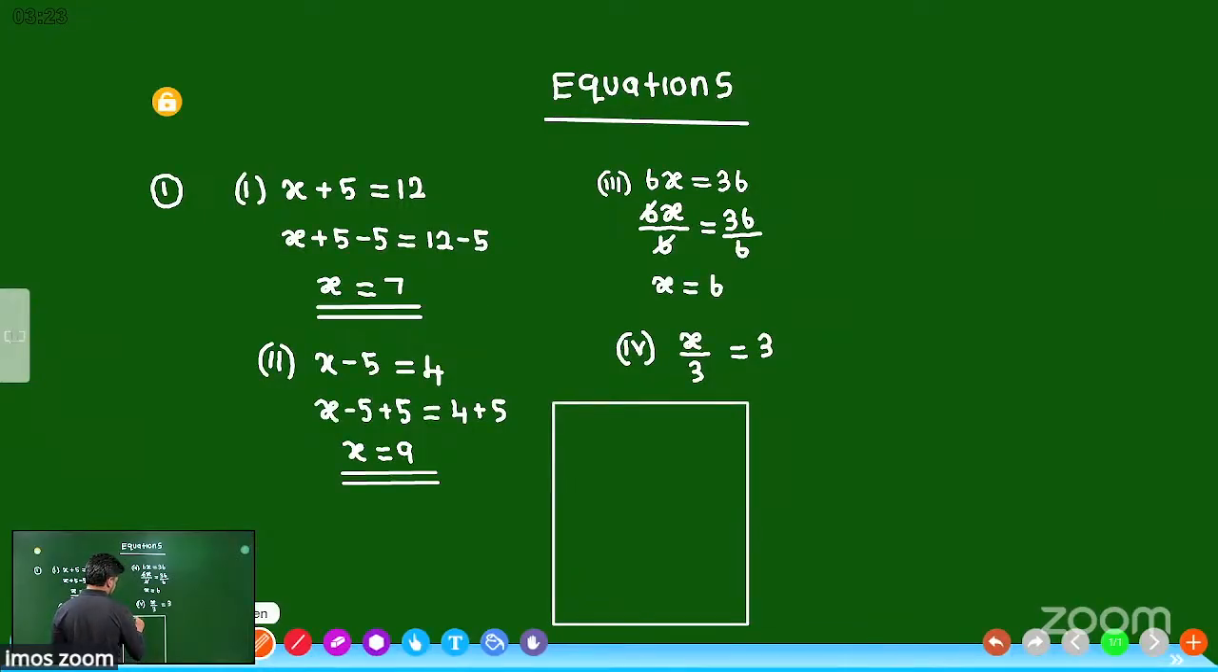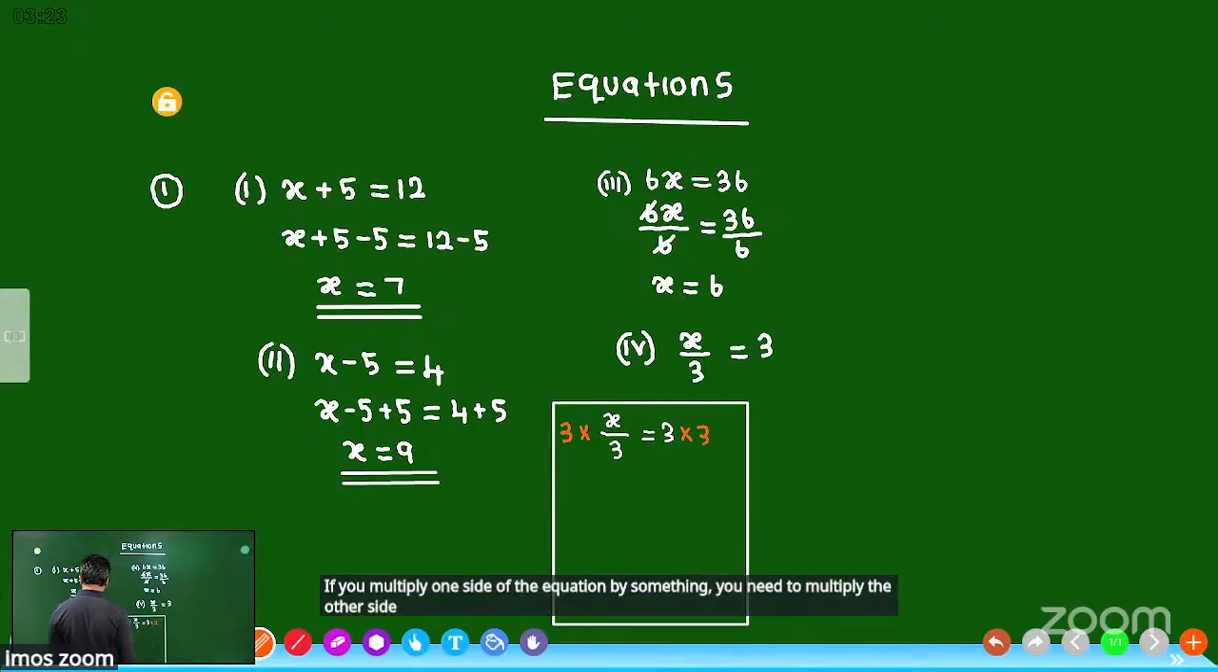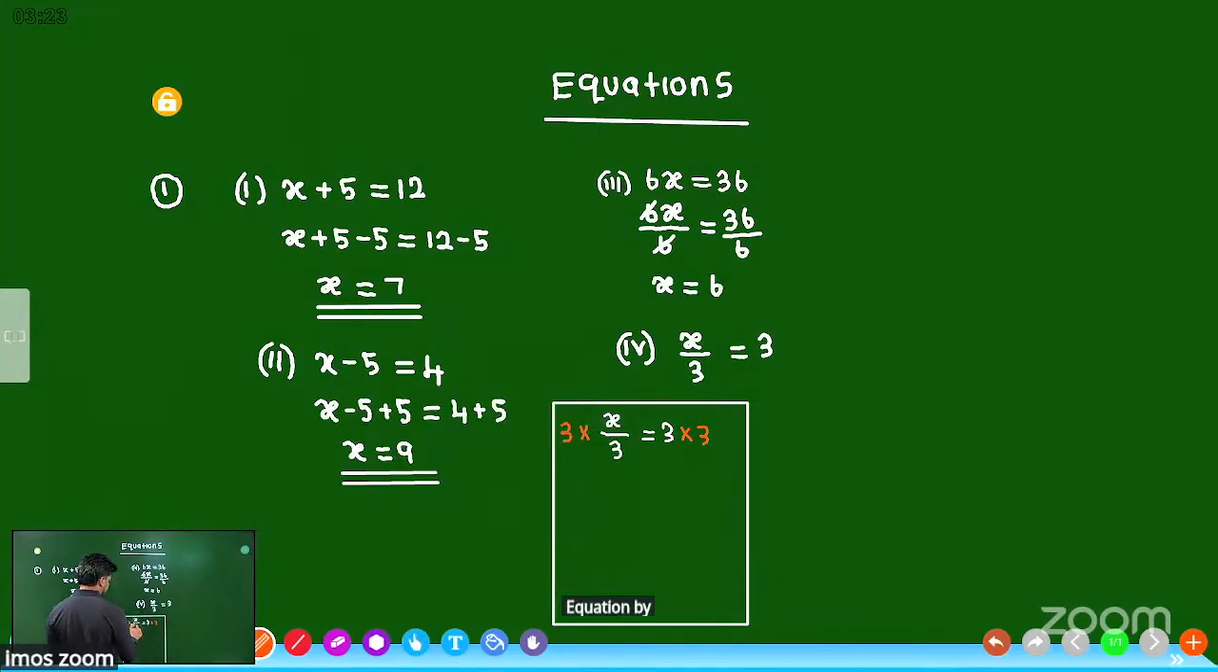Put x over 3 is equal to 3, no? I want to make x the subject. So here you can see this 3 is a disturbance, right? Because of that, I multiply this side by 3 in order to eliminate that 3. If you multiply one side of the equation by something, you need to multiply the other side of the equation by that thing, right? So x is equal to 9. So that is the first method that you can use to get the answer.